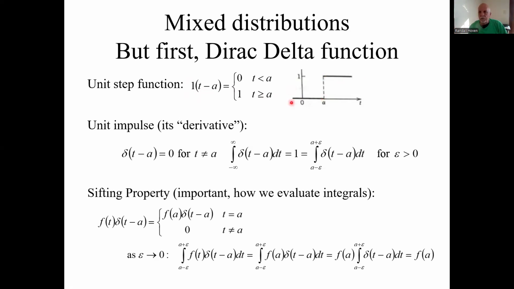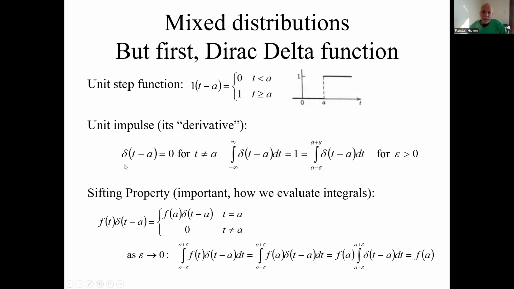Well, for less than a, it's flat, so the derivative would be 0. For greater than a, it's flat, so the derivative would be 0. And right at a, it's kind of an infinite spike. But if you take a definite integral so that the upper limit is greater than a, you should get 1. Integrate up to a limit below a, you get 0. And as soon as the upper limit goes over a, you get 1.